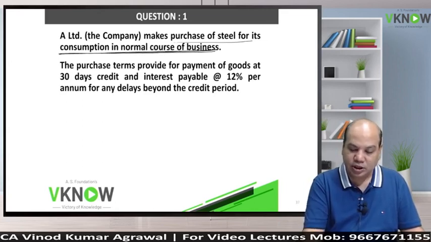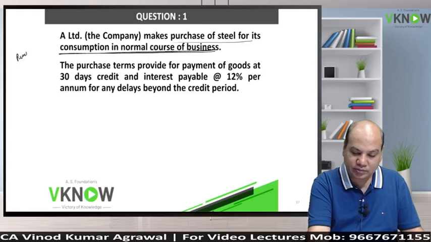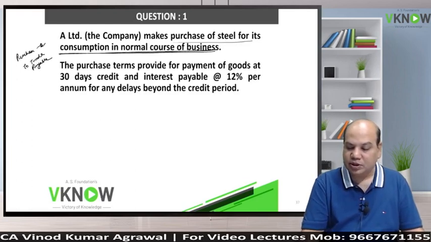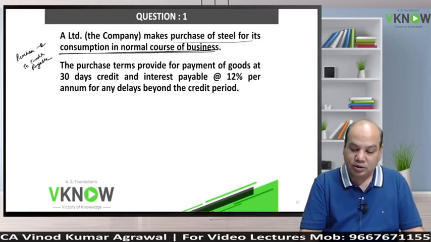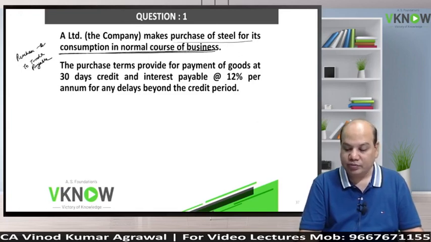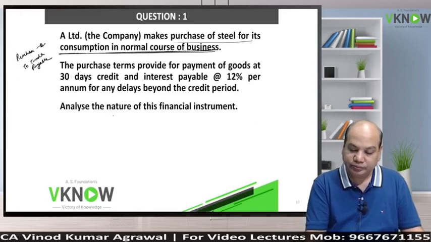business. Entry: purchase account debit to trade payable. A Limited makes purchase of steel. The purchase terms provide for payment of goods at 30 days credit and interest payable at 12% per annum for any day beyond the credit period. Analyze the nature of this financial instrument.